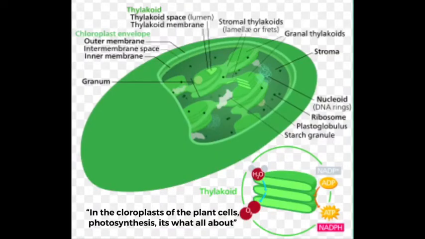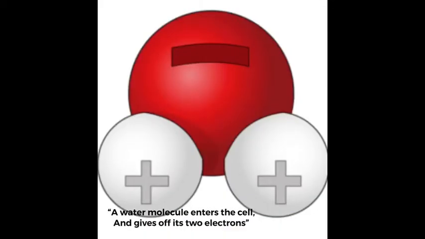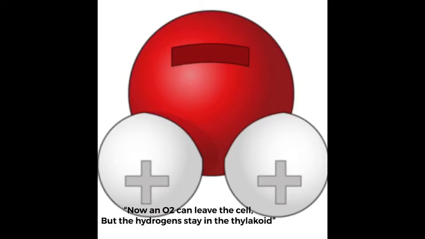In the chloroplast of plant cells, photosynthesis is what I'm all about. A water molecule enters a cell and gives off its 2 electrons. Now an O2 can leave the cell, but the hydrogens stay in the thylakoid.